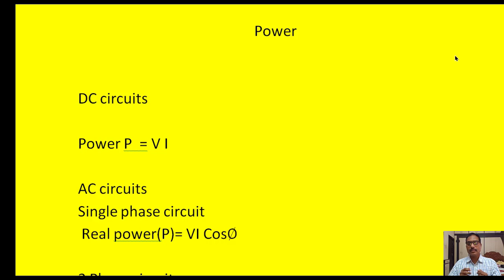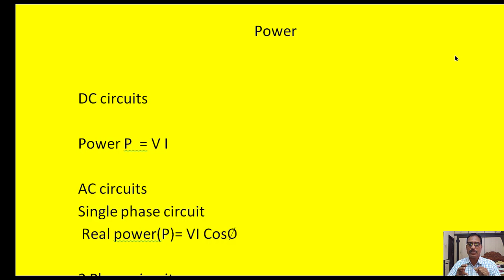Discuss the power in the electrical circuits. There are two types of electrical circuits. One type is called the DC circuits. The other circuit is called the AC circuit. So again, in AC circuits there are two types of circuits: single phase AC circuit and the three phase AC circuit. So often we confuse what is the power in the DC.